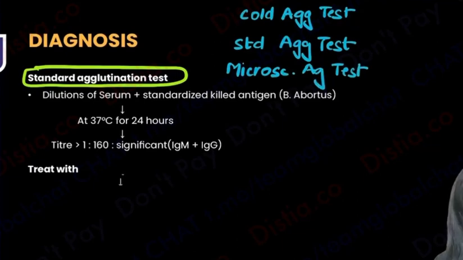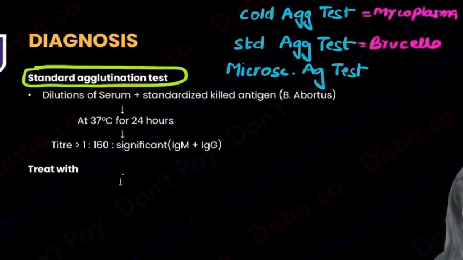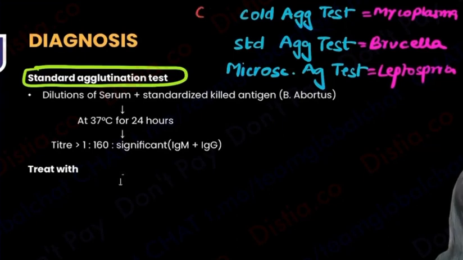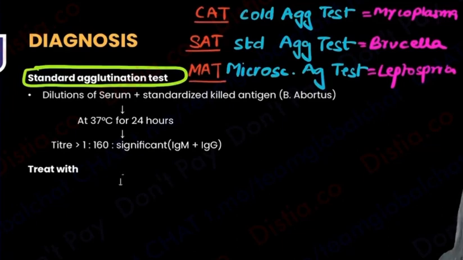And these are respectively seen in Mycoplasma. Standard agglutination I am teaching you over here, that is Brucella. And I will teach you this in the next chapter, that is Leptospira. So how will I learn it? Cold agglutination test is written as CAT, standard is written as SAT, and microscopic is written as MAT. Cold agglutination, standard agglutination, microscopic agglutination: CAT sat on a mat.